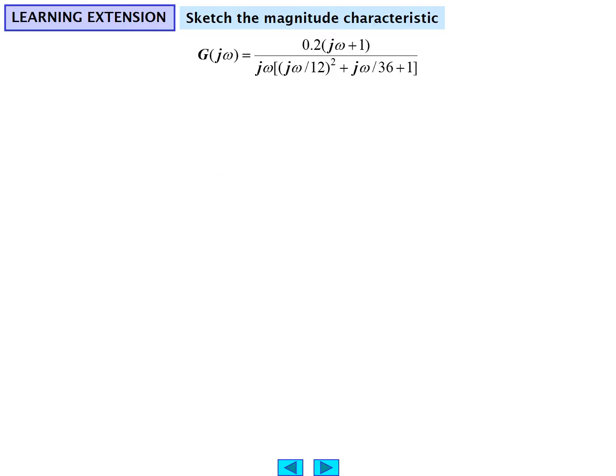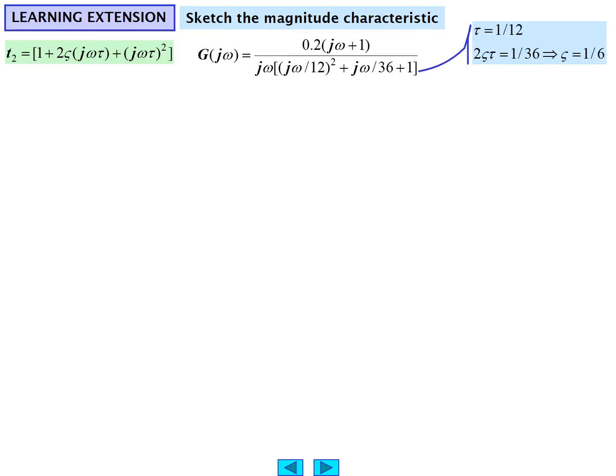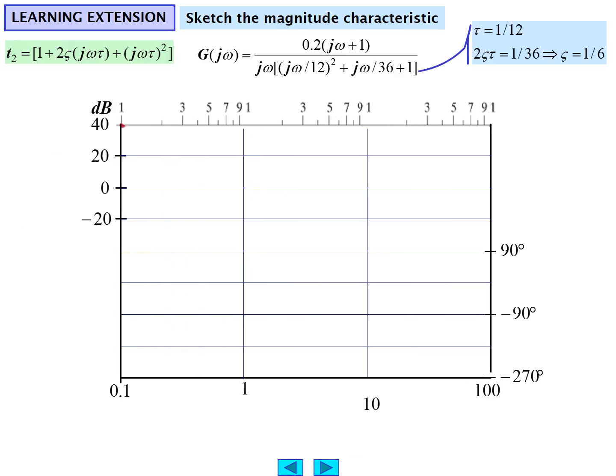Let's sketch the magnitude characteristics of a second order polynomial in the denominator, this time with standard forms, as far as we can see. We know T2 has this standard form, and we do see the 1 plus, so that's good. We can find tau equals 1/12 by inspection, and 2 eta tau is 1/36, or eta is 1/6. We can then go with our sketching of the magnitude characteristic. We want, as we've done before, to take the 0.2 and the j omega, and bring them together to find where their representation is, in this case for omega equals 0.2, and the value at that time, and we could plot it asymptotically between 0.2 and 2, and there's our representation.